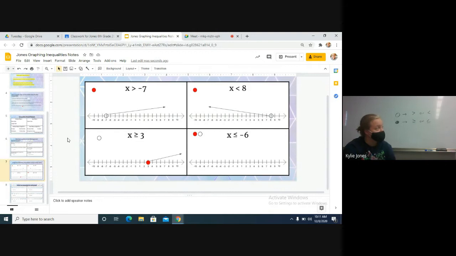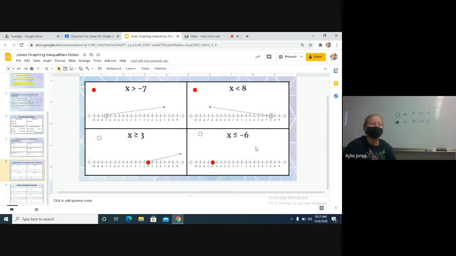Okay? And finally, our last one. X is less than or equal to negative 6. First, where will my circle be? The negative 6. What kind of circle will I use this time? Closed, because it has equal to on it. So I am going to use my red closed circle again. Put it on negative 6. Okay? Negative 6.